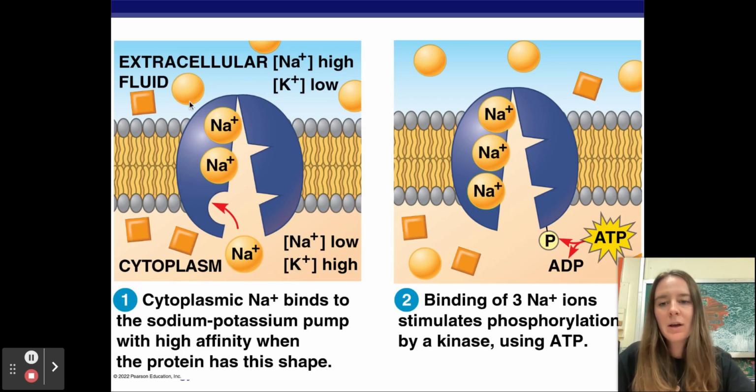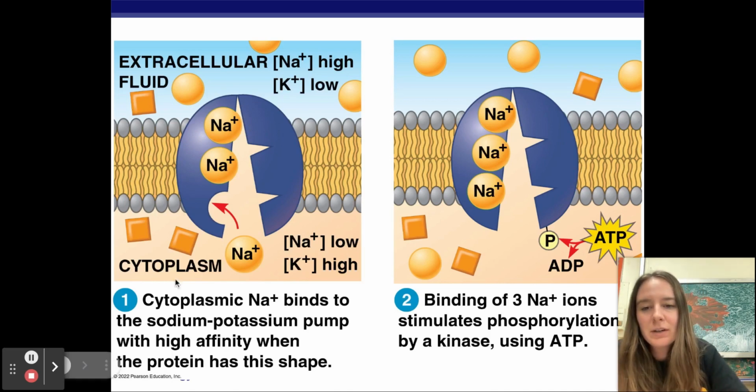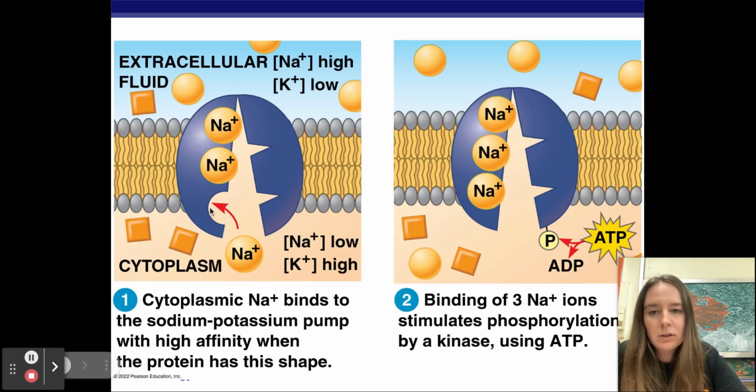So how does this happen? Well, it uses the help of this protein pump here. So the first step is we have a sodium ion right here. It's going to bind to the sodium-potassium pump. And notice here that the sodium-potassium pump has a certain shape. On this side, it has a shape that allows the sodium ion to have a high affinity. Affinity means it's going to want to bind here because it's the right shape. Okay. Now, once 3 sodium ions bind, it's going to stimulate something called phosphorylation by a kinase using ATP.